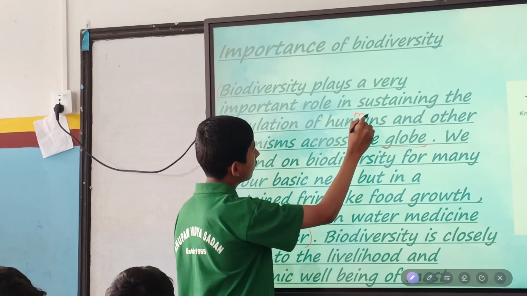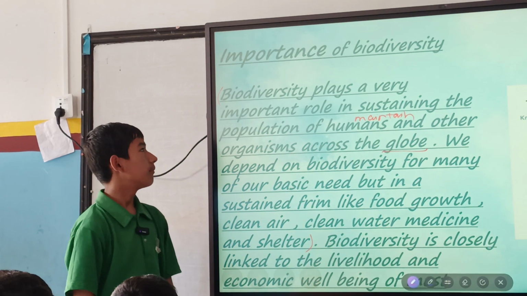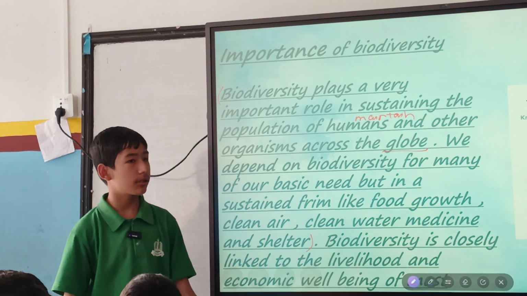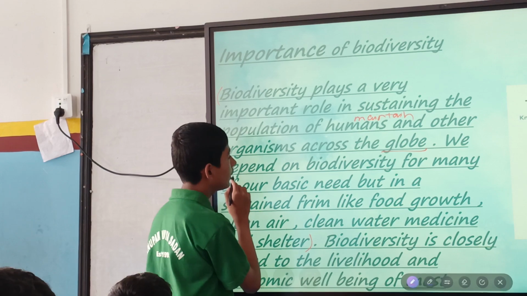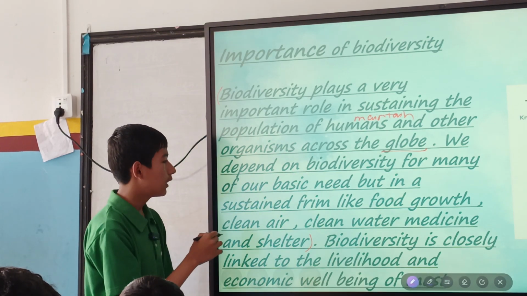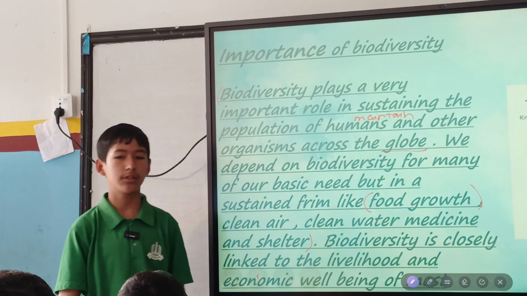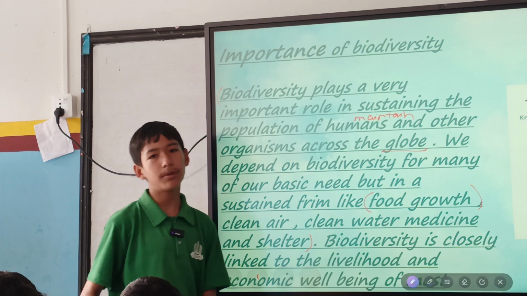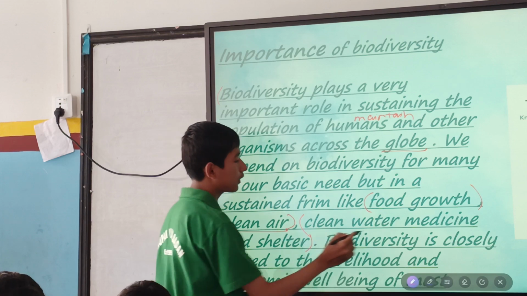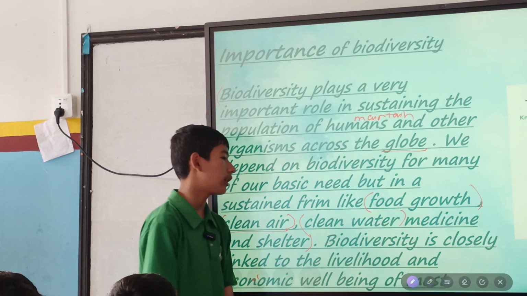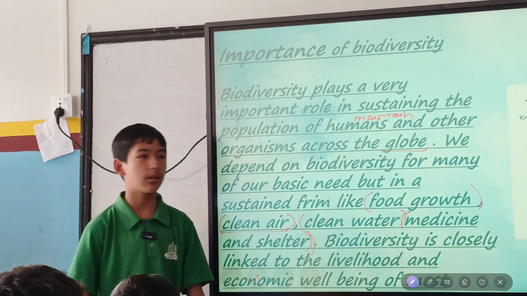Sustaining means to maintain the population of humans and other organisms across the globe. Yes, it's true, biodiversity plays a very crucial role for managing the population of people across our Earth. We depend on biodiversity for many of our basic needs, like food. We know that the food we eat is all given to us by biodiversity, as we can't prepare our food ourselves. We have to depend on other animals. Biodiversity gives us clean air. The rivers, ponds, and lakes give us clean water. Medicines and shelter are all given to us by our plants and herbs.